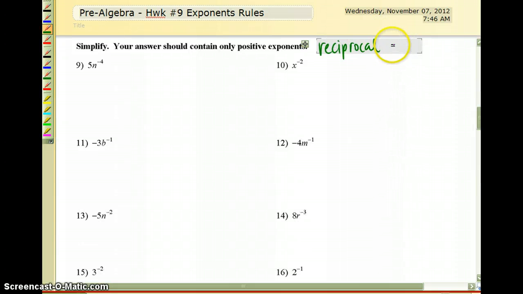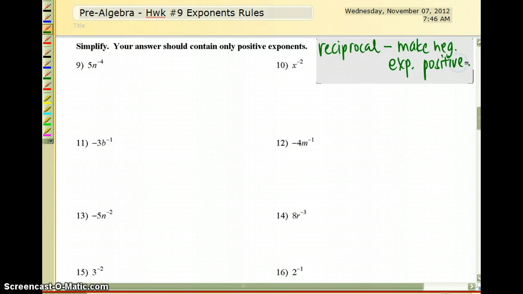And there's the right spelling. And I will make the negative exponent positive. So what you'll see me do is for number 9, the negative 4 is the exponent for the letter n, not for 5. So the 5 will just stay a 5.